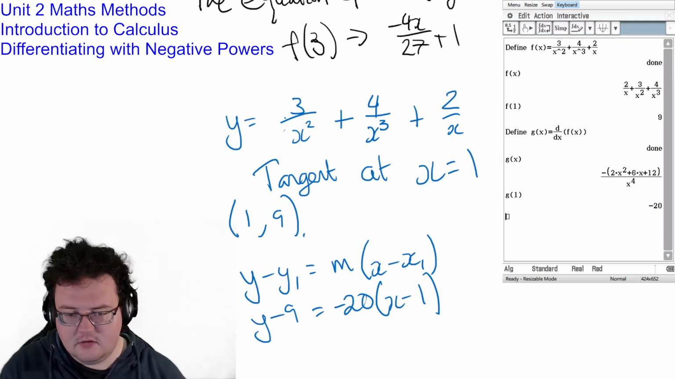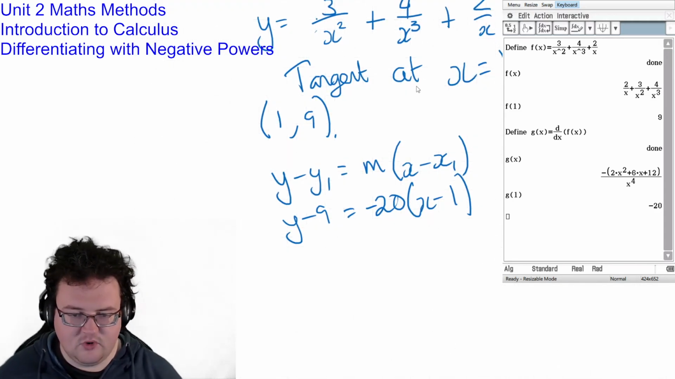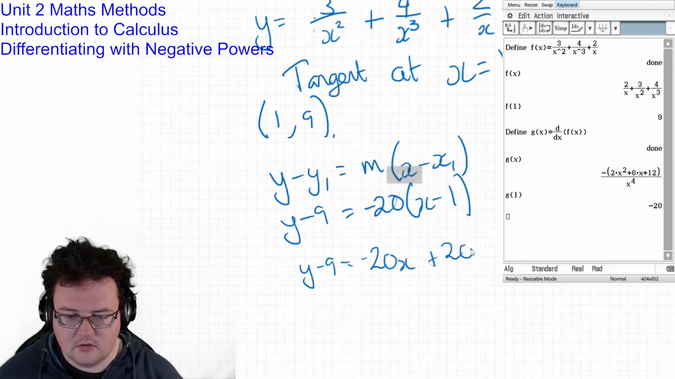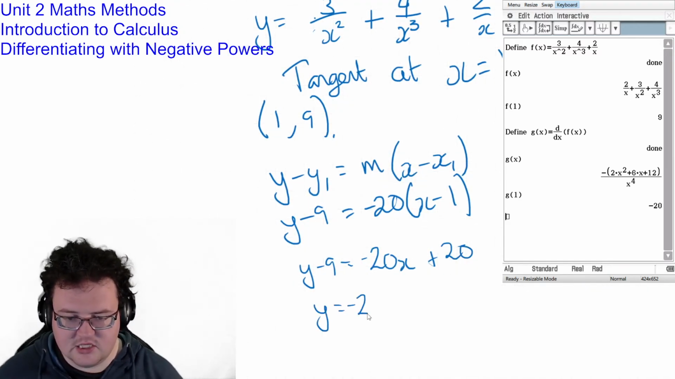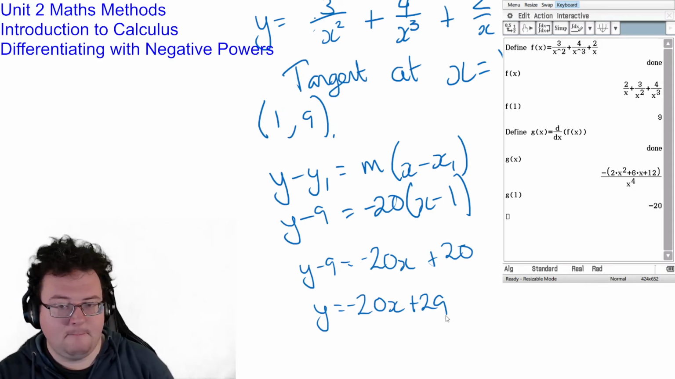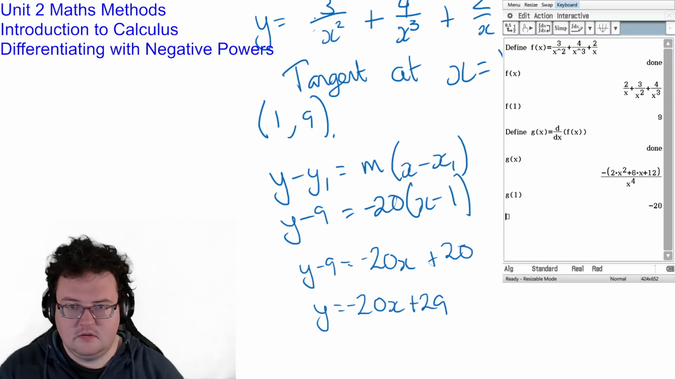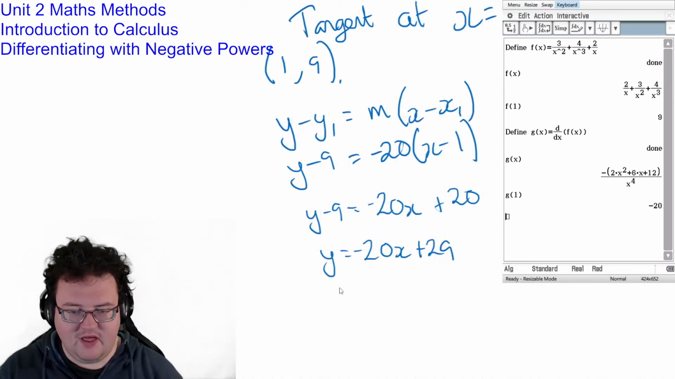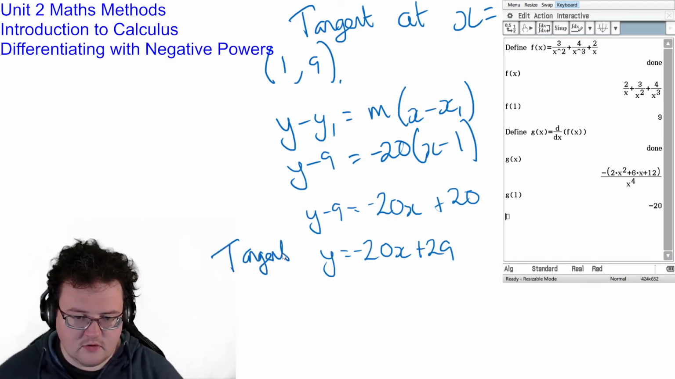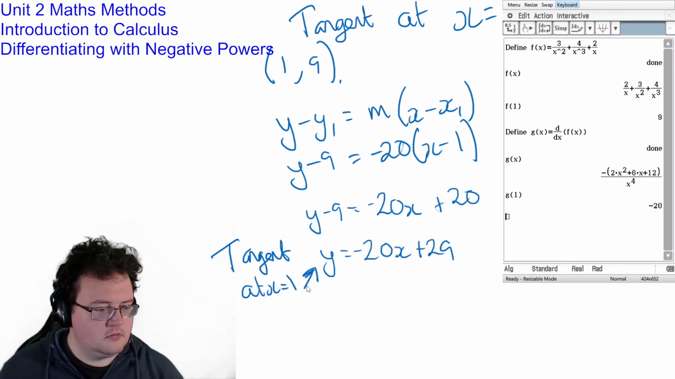And then from there, a simple case of expansion and rearranging. y minus 9 equals minus 20x plus 20, plus 9 to both sides. y equals minus 20x plus 29. All right. And that is my final equation. So the tangent equation, tangent at x equals 1, is there.